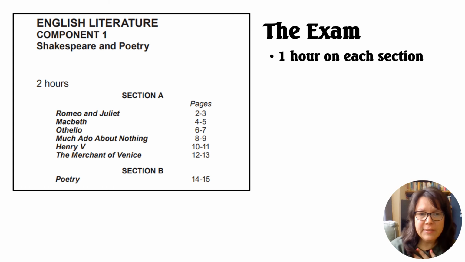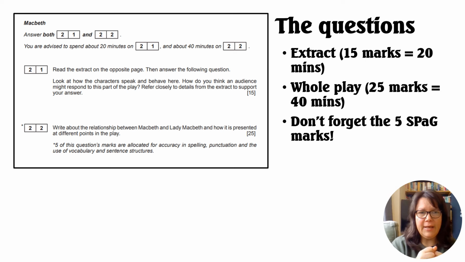In 2025, this exam falls on the 12th of May, and the first section is your Shakespeare text, we're doing Macbeth, and your second section is the anthology poetry, which everybody does. You're spending 1 hour on each section, and that is broken down into 20 minutes on the extract question, and that's the same for the poetry, 20 minutes on the named poem, and then 40 minutes on the whole text question, the whole play question, which is 25 marks.